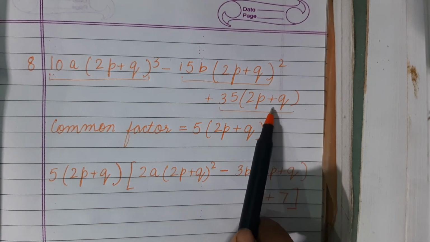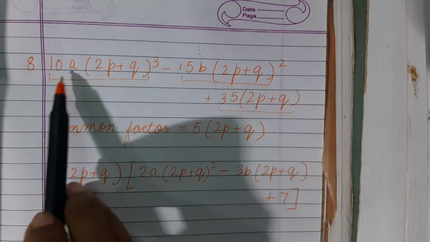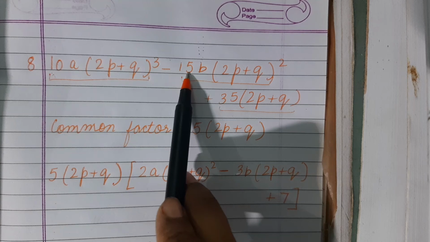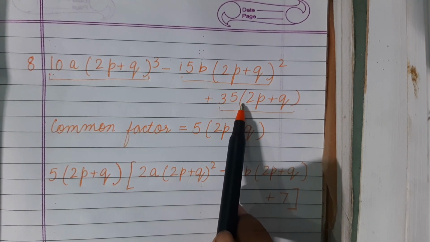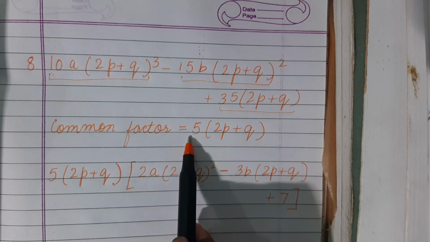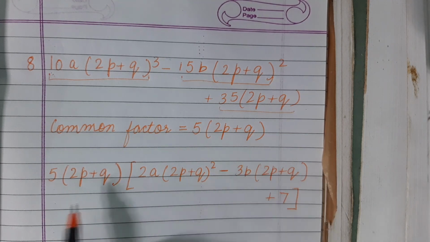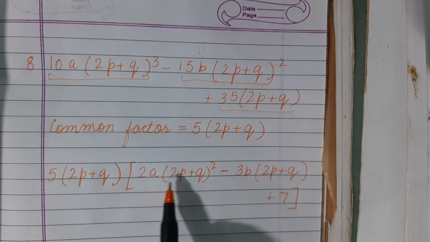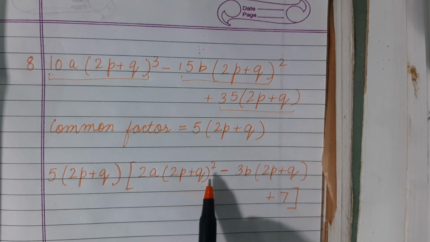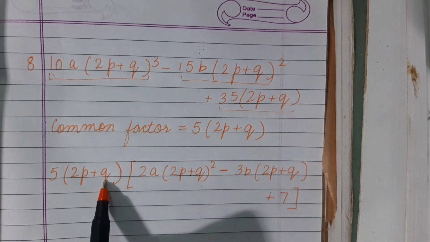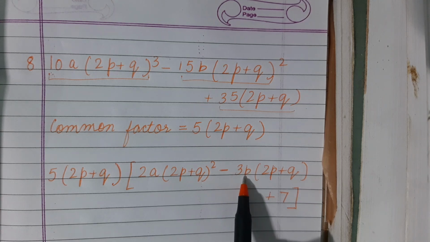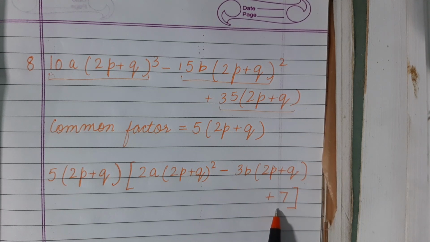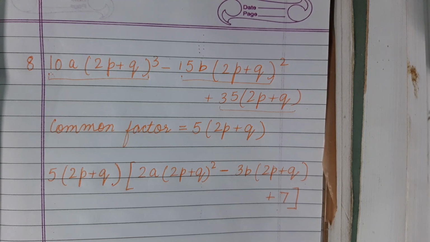So 2p plus q you can take common in all the terms, and for the numerical part you can see 10, 15 and 35. So you can take 5 as common. Therefore we have taken the common factor as 5 in bracket 2p plus q. Now when we take out 5 in bracket 2p plus q, in bracket it will come 2a in bracket 2p plus q whole square. From cube we have taken out 1, so square will be left, minus 3b in bracket 2p plus q plus 7. This can also be your answer, or you can solve it, then also the answer can come.